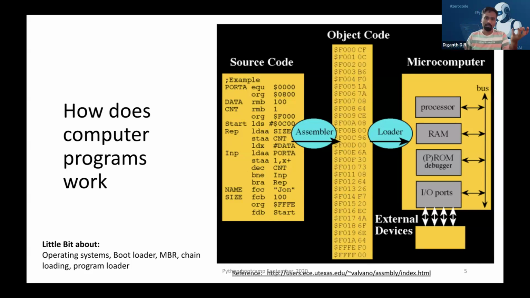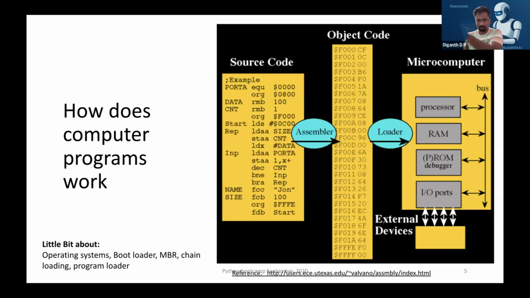And how does assembly code get into the chip? We use compilers and loaders. Compilers read this program and generate the executable, which is also called object code, and there is something called a loader. That loader takes that program and flashes it onto the RAM.